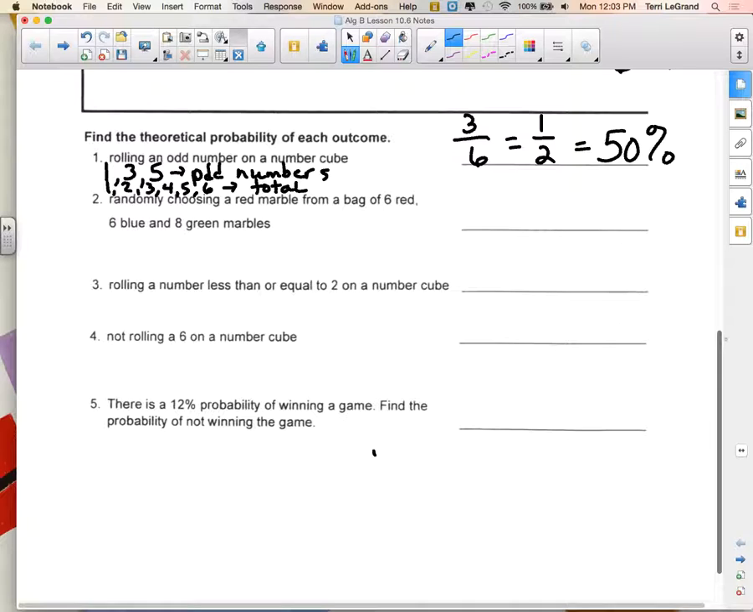Add all. So first of all, there are how many red? 6. 6 red. Okay, so let's put that first of all. 6. And then what do we also need to have? We need to know there are 6 plus 6 plus 6, so how many total marbles are there? So there are 18 total. And you're finding red, so 6.